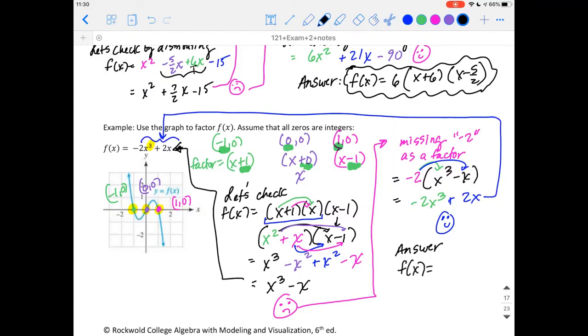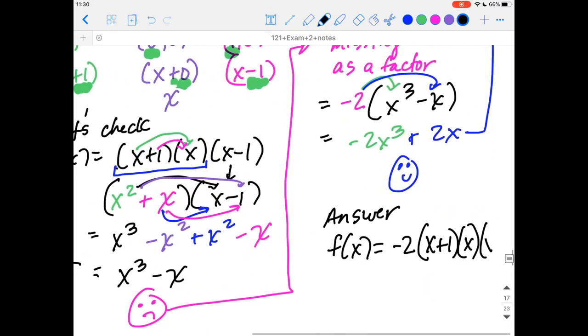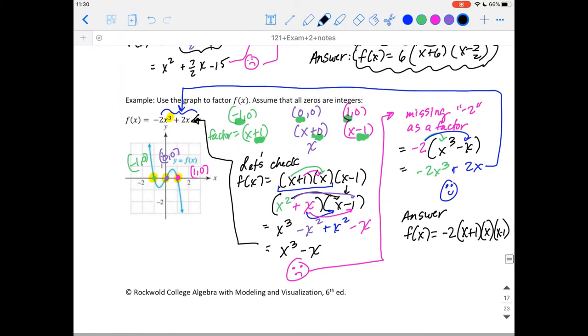So now what's our final answer? Our final answer is that f of x in fully factored form is going to be negative 2 times x squared times (x plus 1) times (x minus 1). Here's our answer.